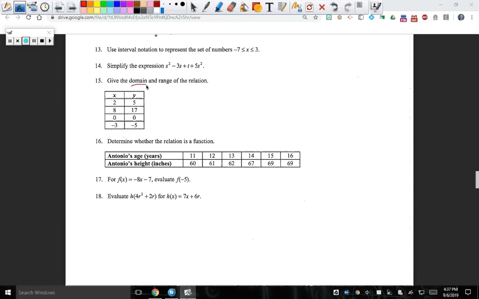And finally, number 15. It says give the domain and the range. Remember, this has to be on the test for you not to lose points, the notations of D and R. And we're going to say of the relation. So right now, this graph, if I were to draw this like points, I have 2, 5. I have 8, 17, which is way here and way up here. Then I have 0, 0, and then negative 3 and negative 5.